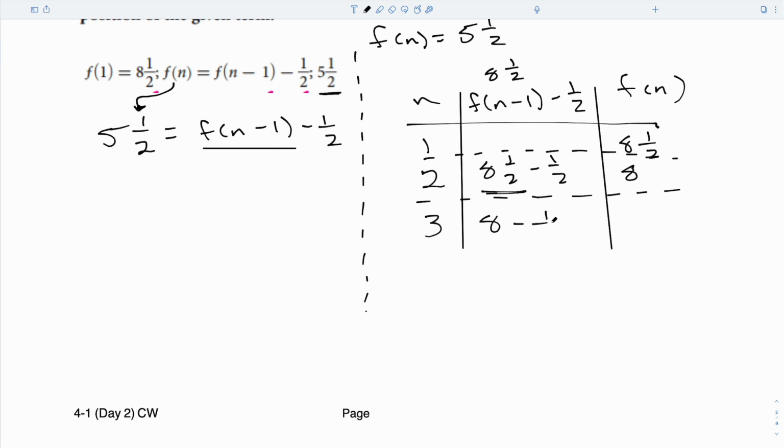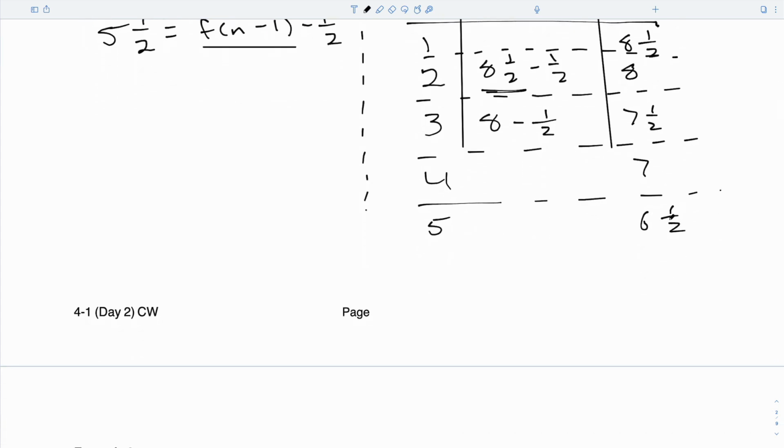If you can do it mentally, I'm okay with that. So take away 1/2 for every single time. You get 7.5 for the third. Take away 1/2 again, you get 7 for the fourth. Take away 1/2 again, you get 6.5.